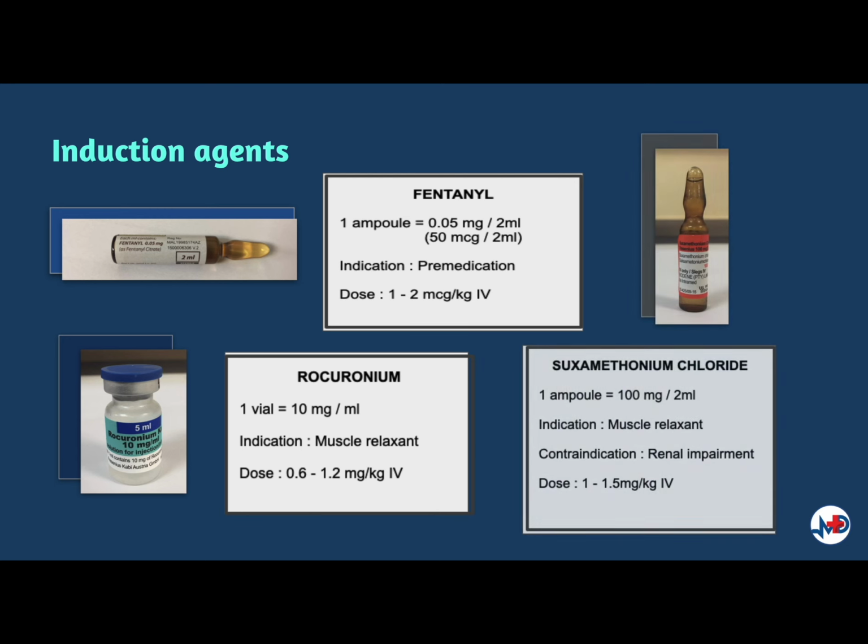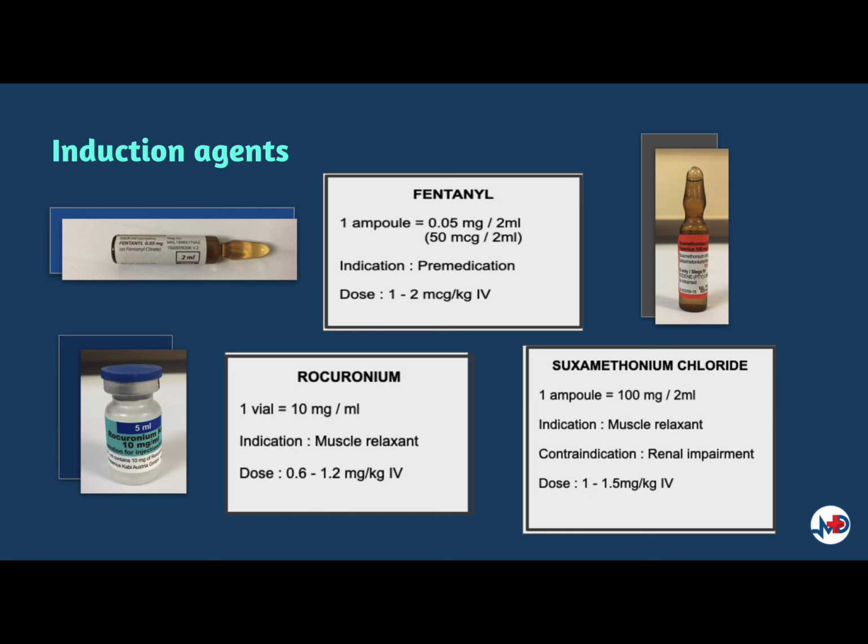Now, these are the induction and the paralytic agents. Let's begin with fentanyl. It comes in an ampule of 50 mics in 2 mL. This is a pre-medication that's prepared prior to intubation. The dose to be administered would be 1 to 2 mics per kilogram intravenously.